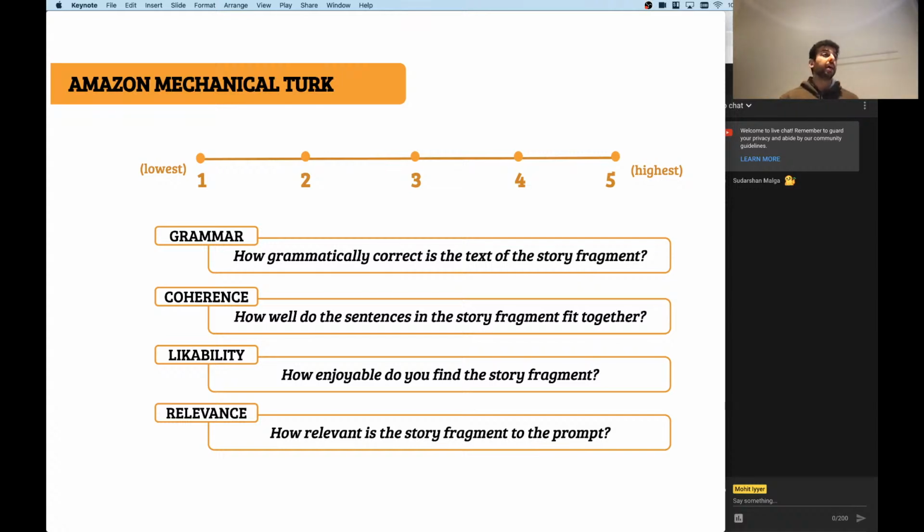You have to pay, but it's definitely faster than, say, recruiting a bunch of people and then teaching them how to use these guidelines, which could take weeks. But this thing is very fast. So most people in open-ended generation use Amazon Mechanical Turk to evaluate their model outputs.